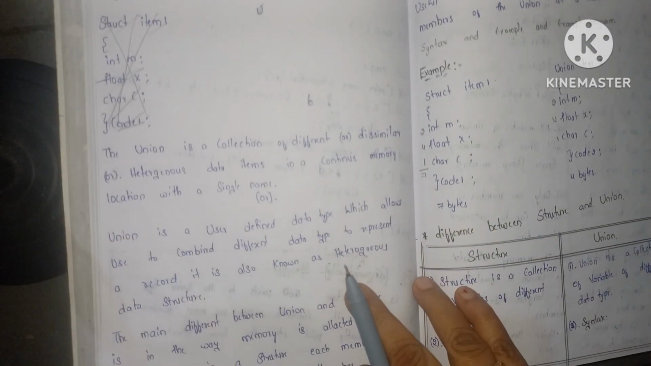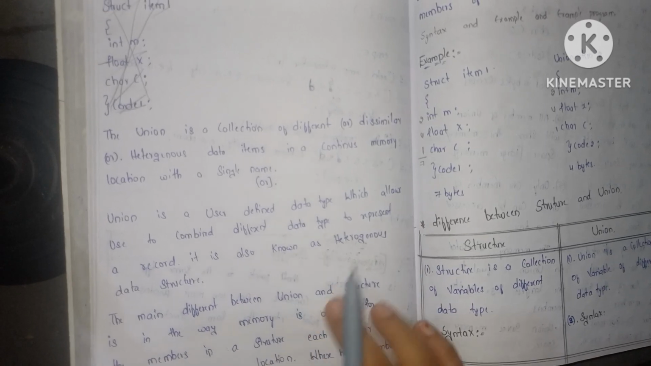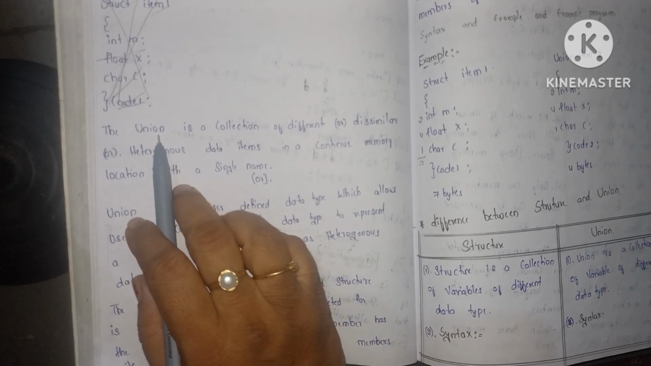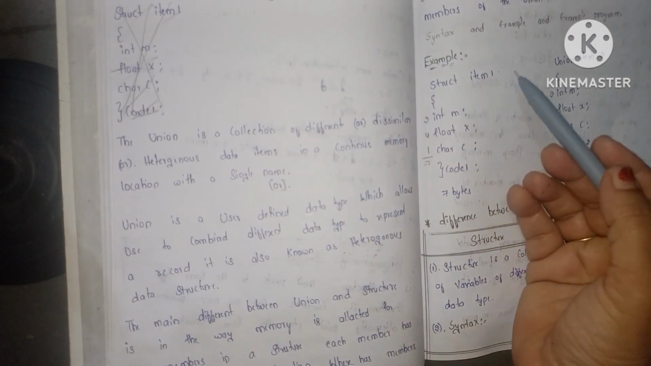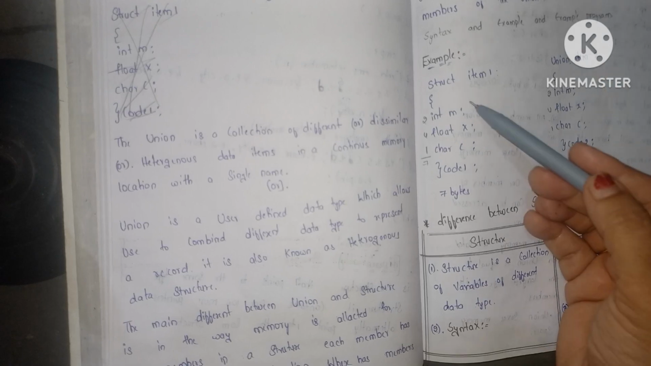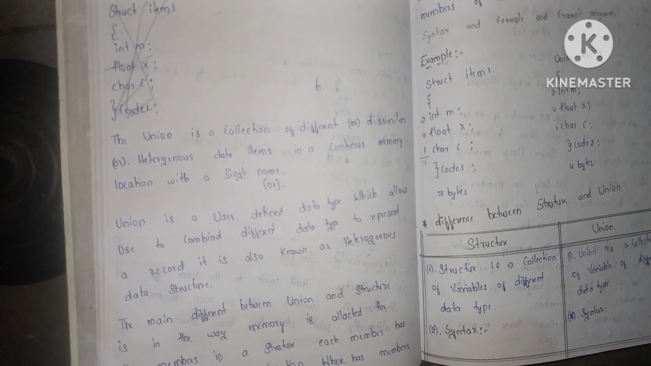Next one is union. Union is almost similar to structures. Both are used for storing dissimilar data type elements. But struct is the keyword for declaring a structure variable, and union is the reserved word for declaring a union variable. See here, struct item 1 and a group of elements. Similarly, union reserved word item 2. Here and here the same data types are there: integer m, float x, character c.